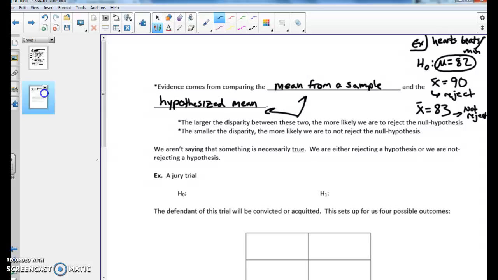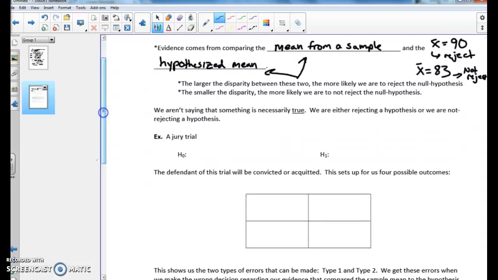And I emphasize that because when we're doing this, we aren't saying that something is necessarily true. I underline that because that is important to understand here. We're not saying that the null hypothesis is absolutely true. What we are doing is we are either rejecting it or we are not rejecting it.